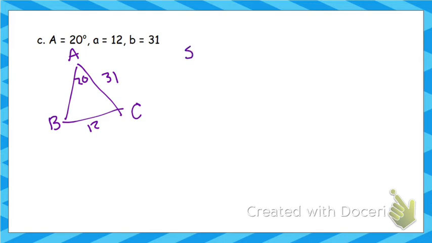So this is our last example, so you can probably take a guess on what's going to happen here. But let's go ahead and draw it out. So angle A is 20, side A is 12, side B is 31. So again, this is side-side angle. I know two sides, but I do not know the angle in between. So we'll set up law of sines. Sine 20 over 12 equals sine B over 31.